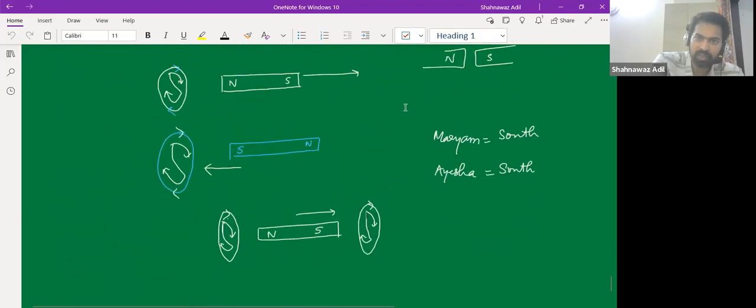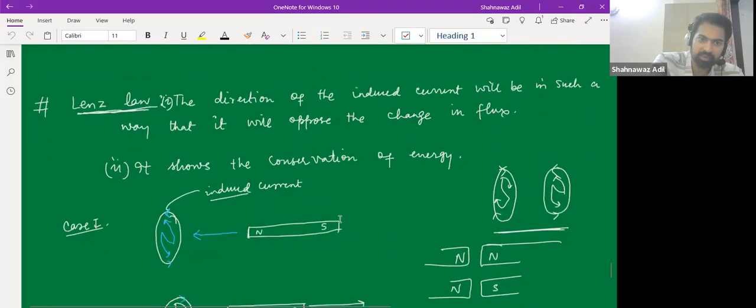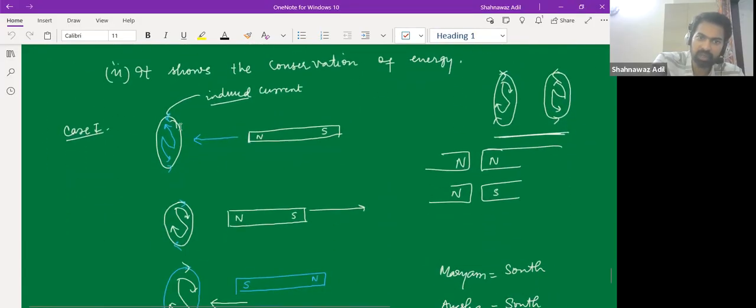One was this way, right? One was this way from the magnets itself, right? Explain that again. Yes. What are you saying, Aisha? Can you explain this again?